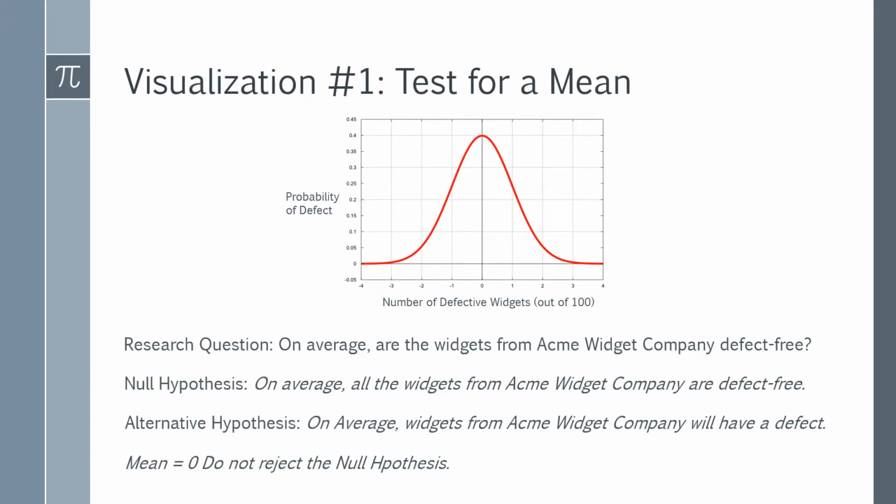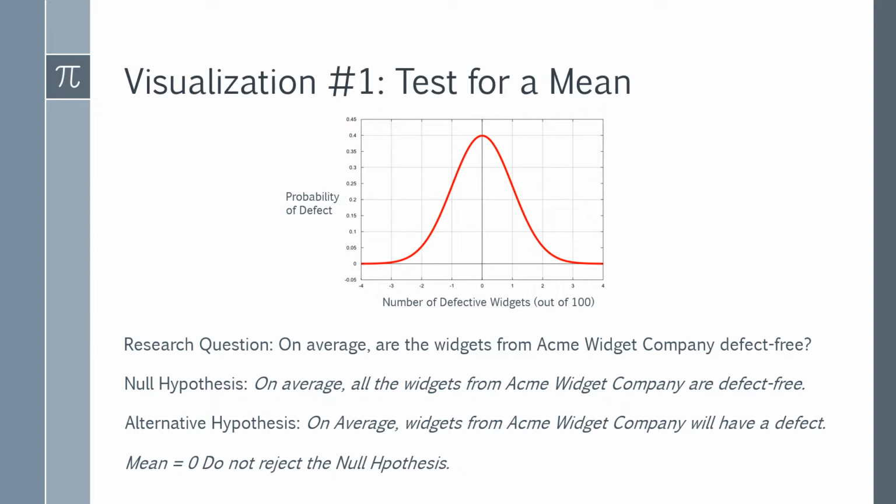Visualization number 1: the question here is, on average, are the widgets from the Acme widget company defect free? So here we have a bell curve, as we can see, and the mean is the center point of the highest part of that bell curve, and we have 0 as our mean for that.